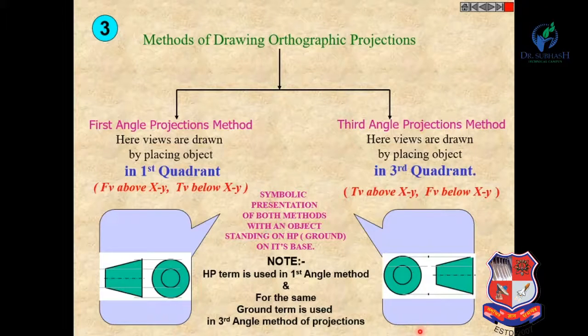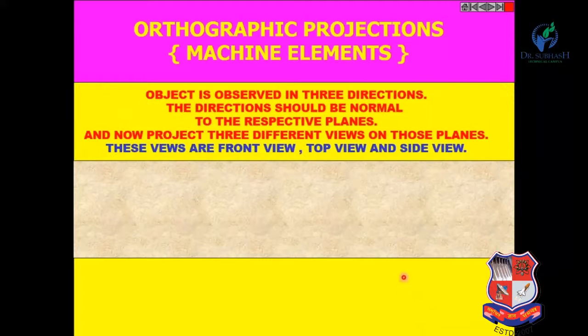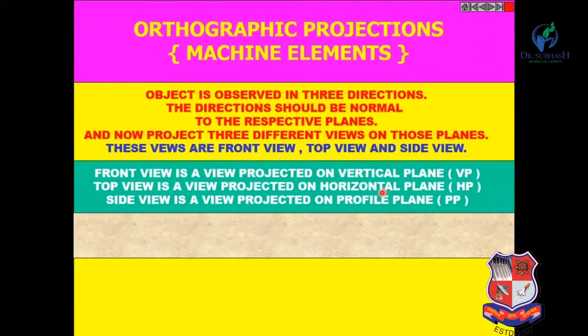So, orthographic projections for different machine elements. The object is observed in three directions, and the directions should be normal to the respective planes, to project the three different views on those planes. These three views are the front view, top view and side view.